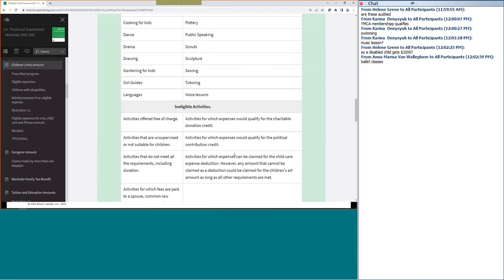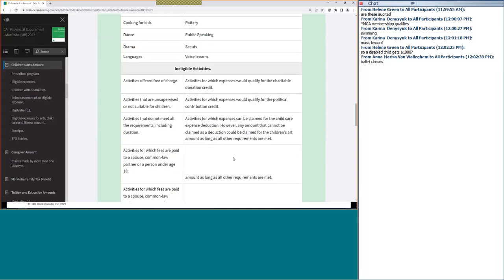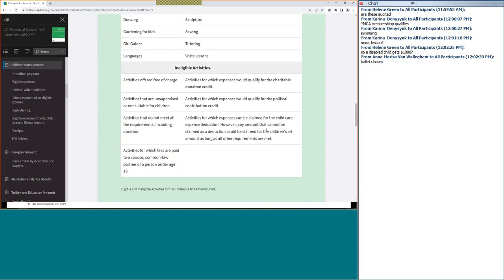Same types of rules. If it's free, doesn't count. If you're getting a donation, doesn't count. If it's unsupervised, it doesn't count. And if it's activities which could be claimed for child care, you have to claim the child care first. Anything left over, you can claim under the children's arts amount. Provincial credit only. Okay, and this one is limited to children who are 16 at the beginning of the year or younger.